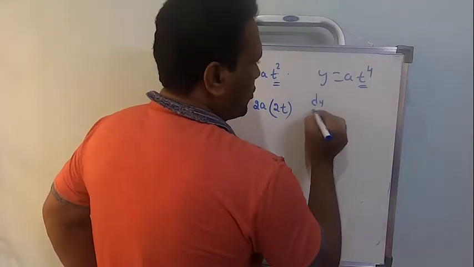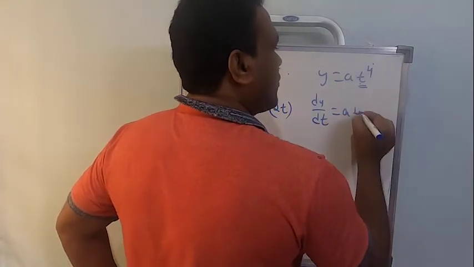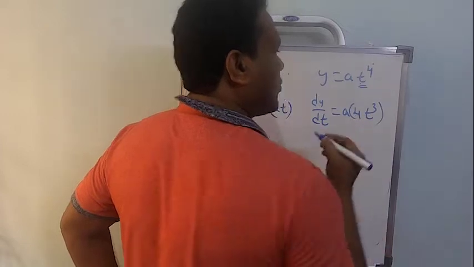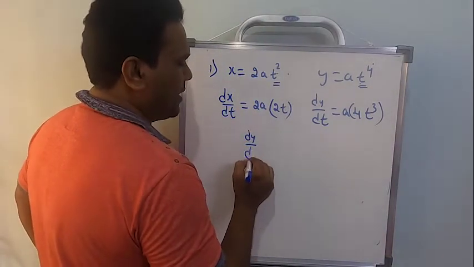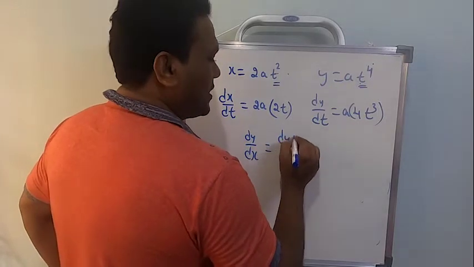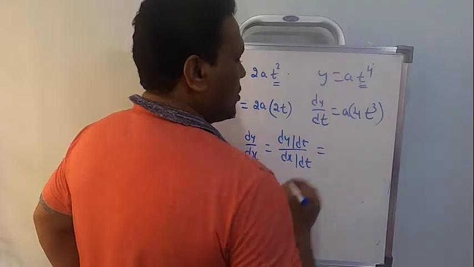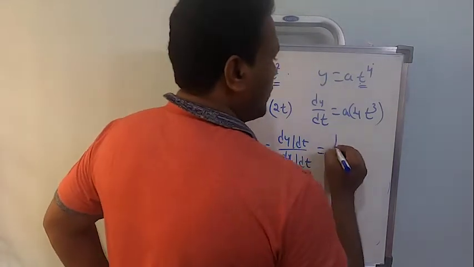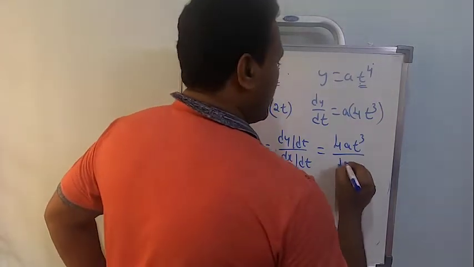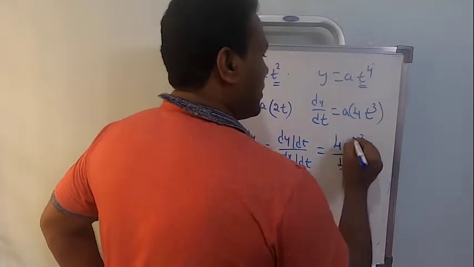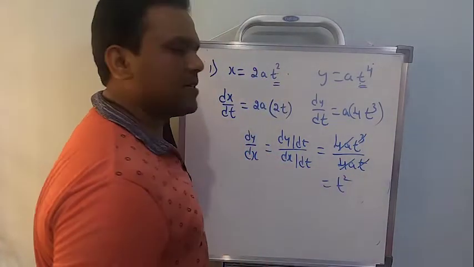And now let's go here. dy by dt, a is a constant. Differentiation of t power 4 is 4t cube. Differentiation is done. So let's go and find dy by dx. dy by dx will be, write the formula, dy by dt by dx by dt. What is dy by dt? 4a t cube. What is dx by dt? 4a t. 4a will be cancelled. t also will be cancelled. So the remaining is just t square.